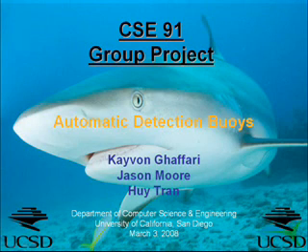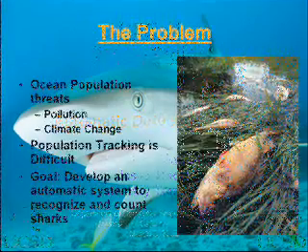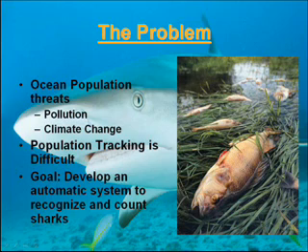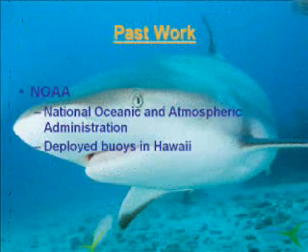Detection Buoys. My name is Jason Moore, and I'll first present to you the problem we are addressing. There are many threats to ocean life in today's world, like pollution and global climate change. To know which species are most in danger, we would like to get data about their populations, but this is a difficult task. Our goal is to specify an automatic system that can recognize and count sharks, which could eventually be extended to other species. I'll now pass it over to Uy to talk about previous work in this area.